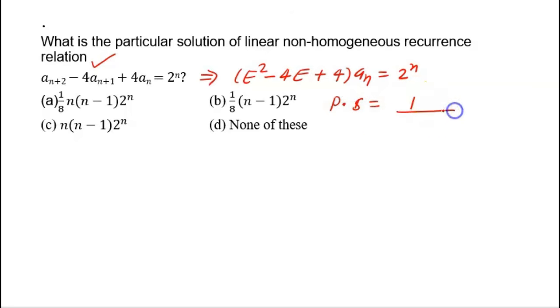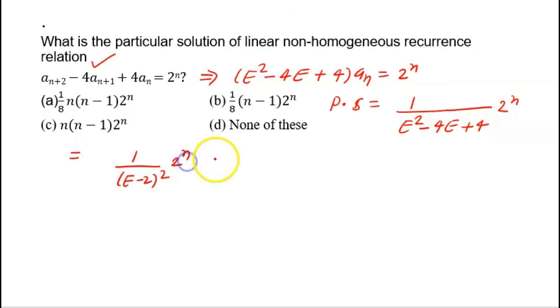So I will write 1 by f of E. What is f of E? E square minus 4E plus 4, and that I need to operate on 2 to the power n. So this is nothing but 1 by (E minus 2) whole square, 2 to the power n. Now I hope you notice that if I put 2 directly in place of E, then it will become 0. So this is a case of failure. So I will prefer to multiply it by 1. And there are other ways of doing this problem also, but I am doing it in this way.